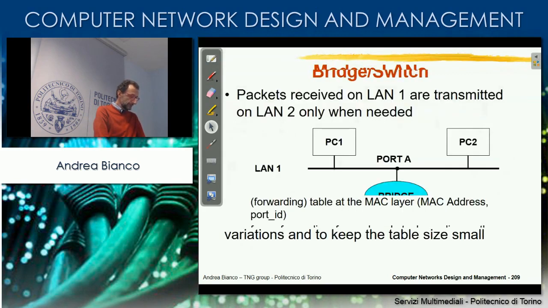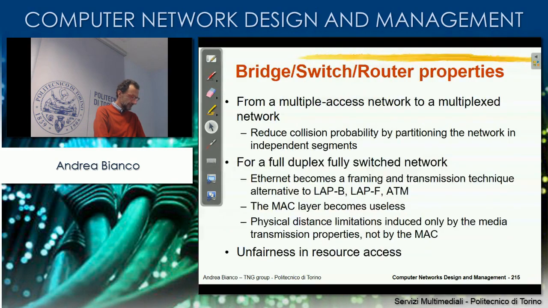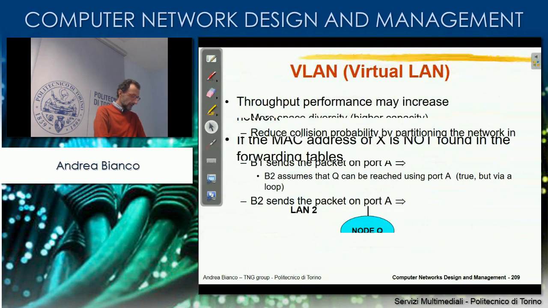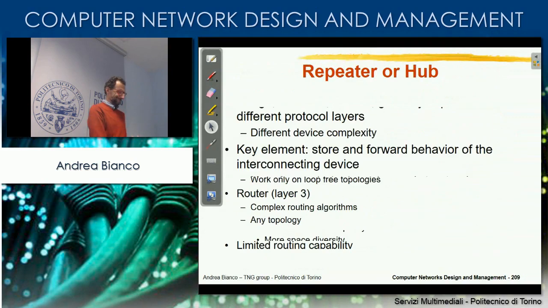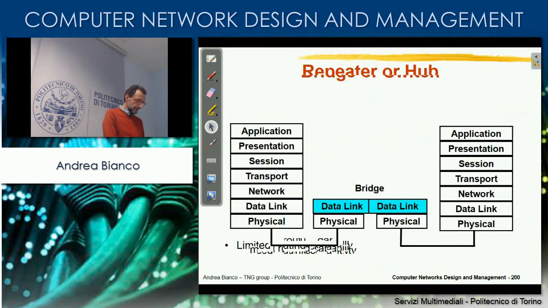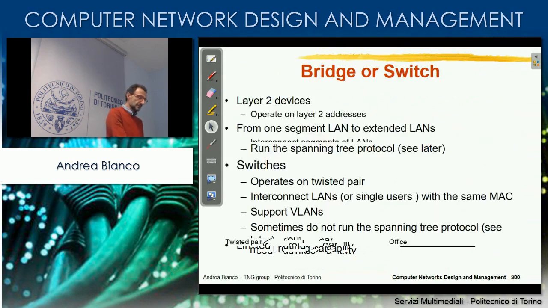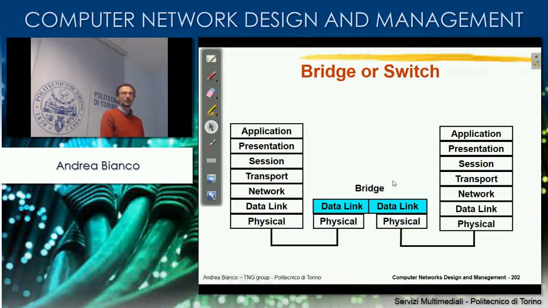And where is the router? There is no slide for the router. I don't know why there is not a slide, sorry. I missed one slide. The router is similar in terms of protocol architecture, but it's operating at the network layer. The forwarding decision is made looking at the layer 3 address and not a layer 2 address.